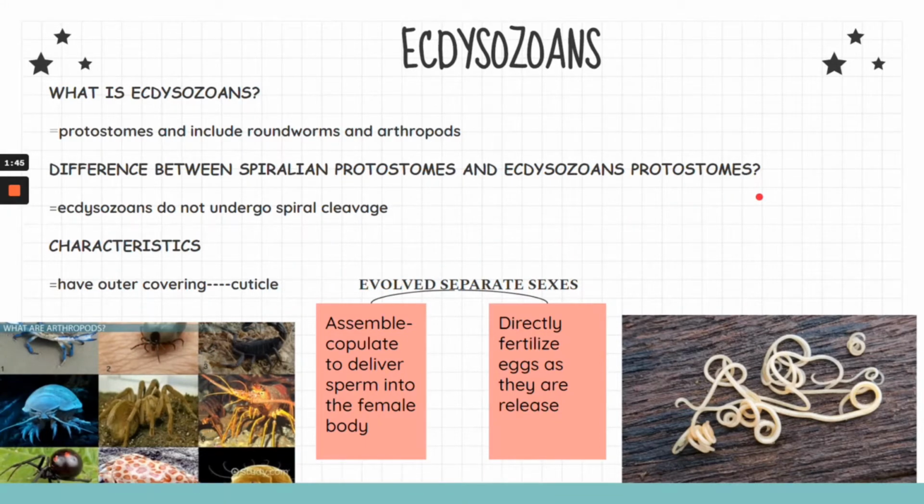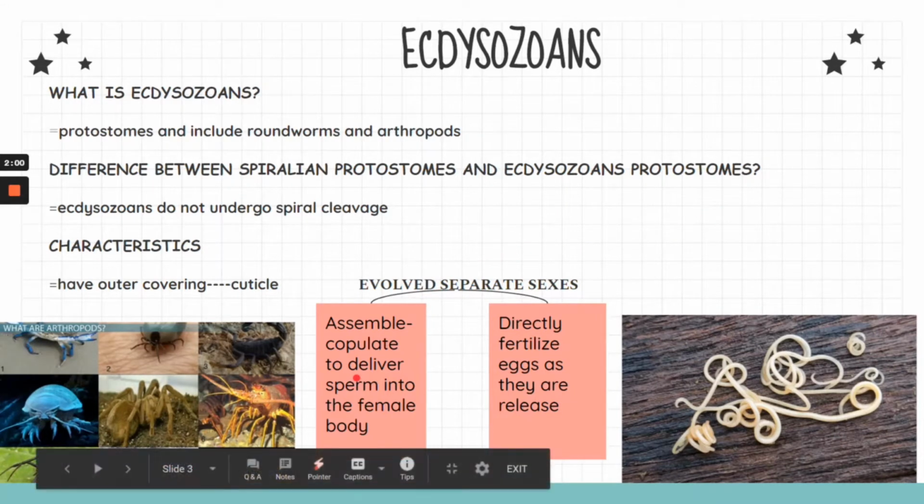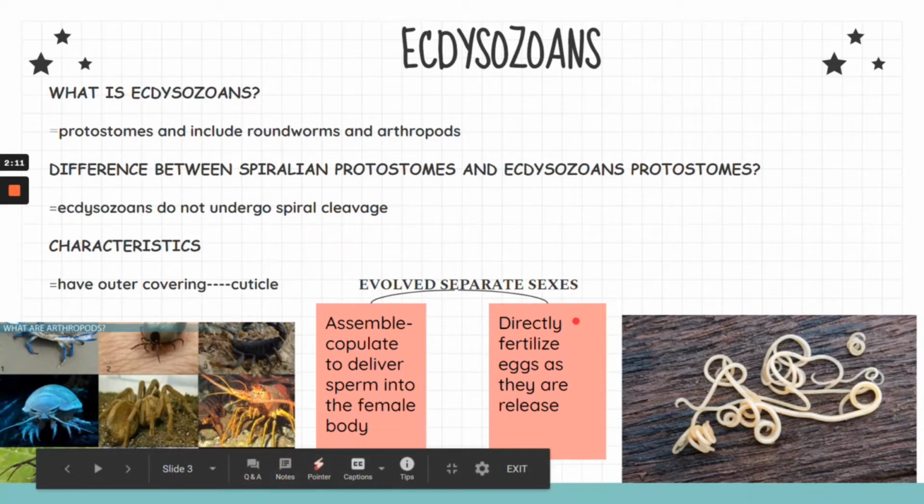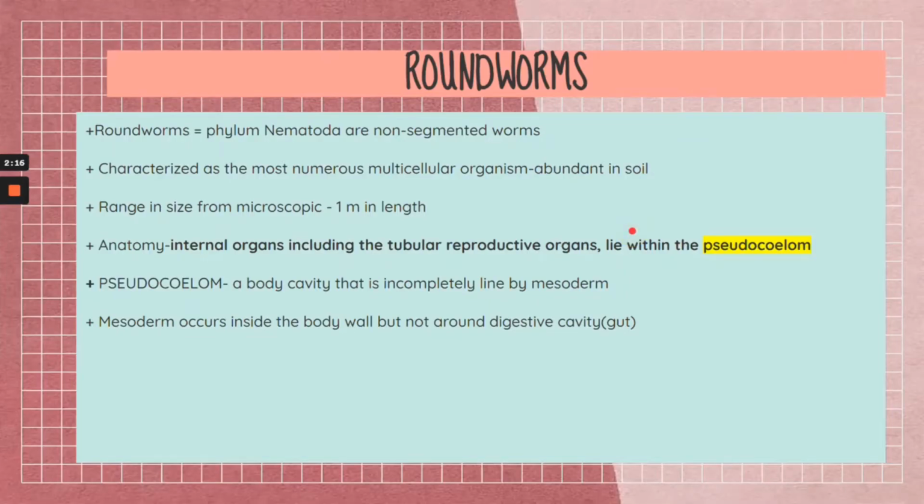So, unlike the animal that reproduce by releasing a large amount of eggs and sperm to their environment, Ecdysozoan evolve in 2 separate sets, which the first one is they will come together and copulate to deliver sperm into the female body. So, the first one dia akan kumpul, lepas tu dia akan bersusun untuk dihantar sperm tu kepada female body. The second one is they will directly fertilize egg as they are released. Okay, so that is a little bit of background about the Ecdysozoan. So we will go to the next slide.